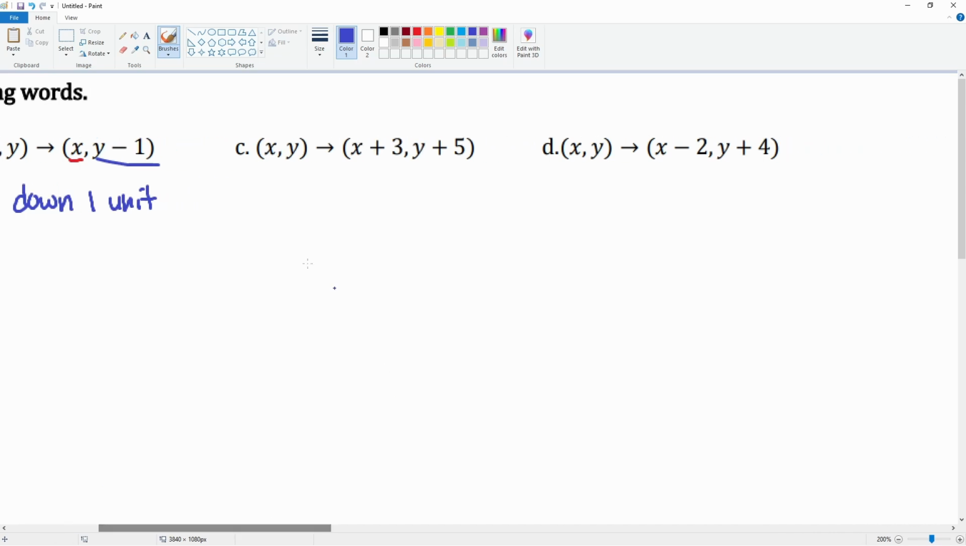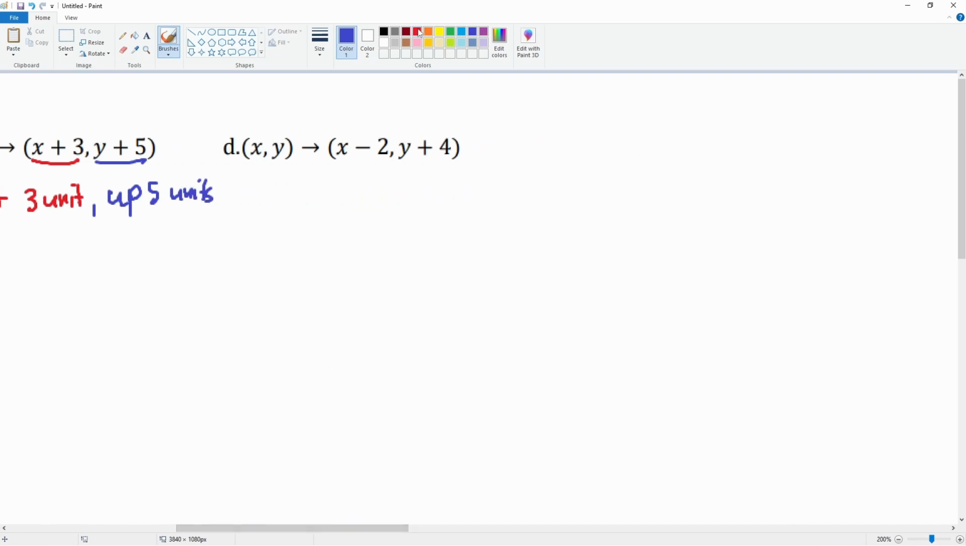C is the first time there's influence on both the x and y. So the x has a +3, that's going to be right 3 units. And then the y +5, that is going to be up 5 units.